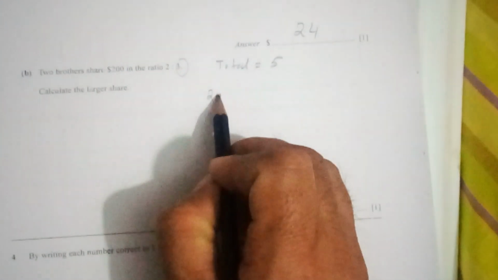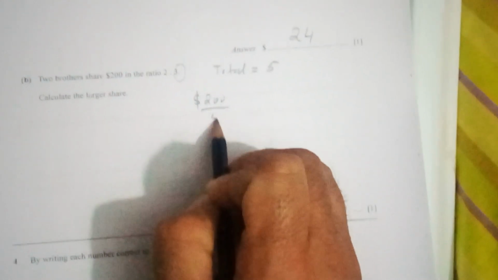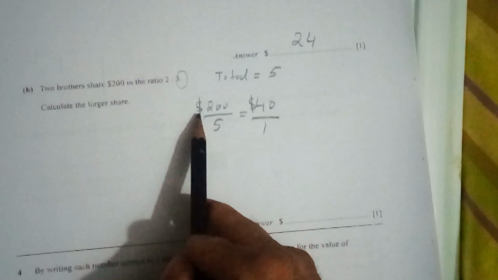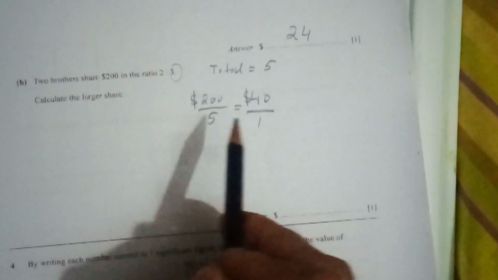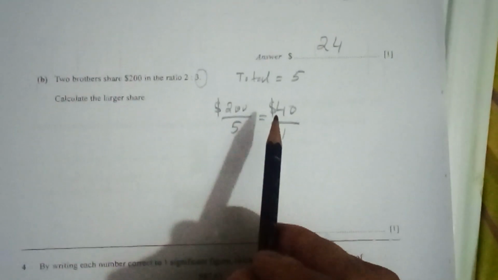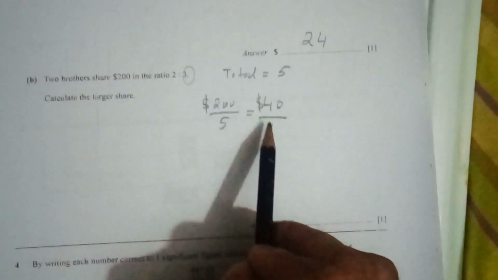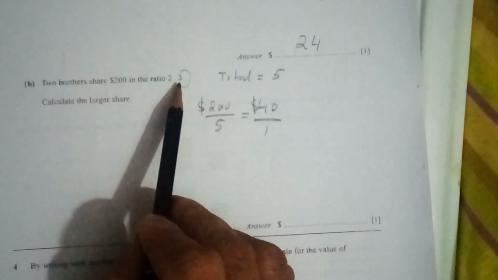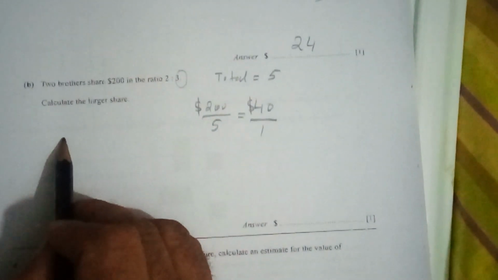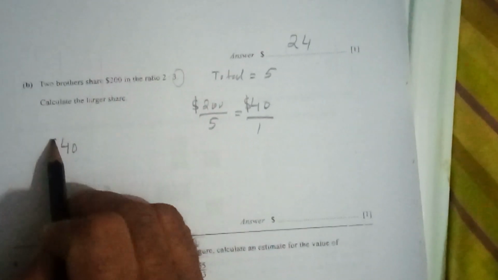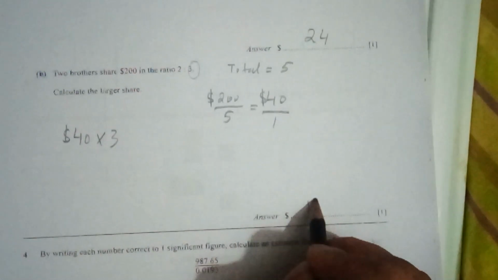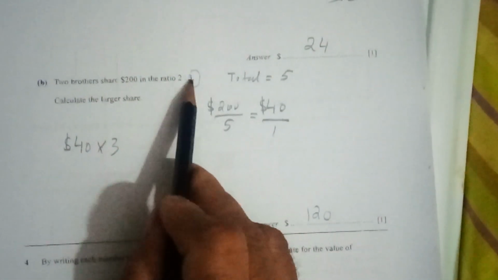So first we have to divide $200 by 5 parts. It will become $40 over 1. So $200 will be distributed into 5 parts. After simplification, it gives us $40 for 1 part. So the larger part will receive 3 parts. For 1 part it is $40, and for 3 parts we have to multiply. It is $120. So the larger part will be $120.